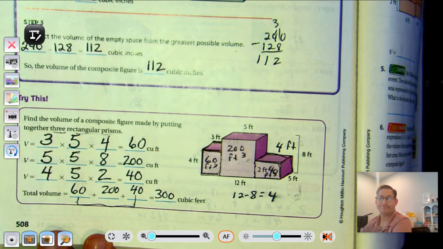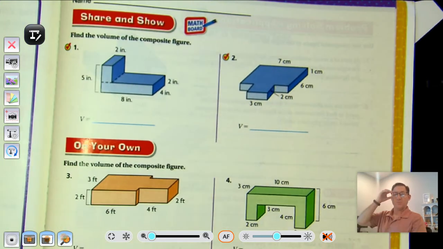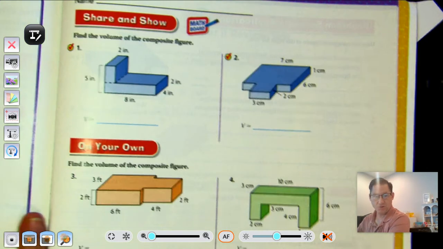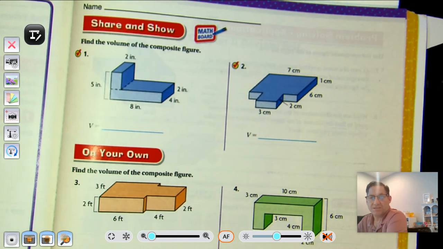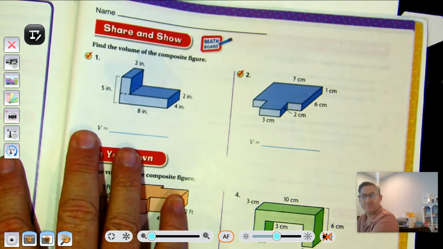Okay. All right, let's do some more practicing on page 509, number 1. So find the volume of the composite figure. Doesn't tell you to use subtraction or addition method, so choose a method that you feel comfortable using. I'm going to go ahead and use the addition method.